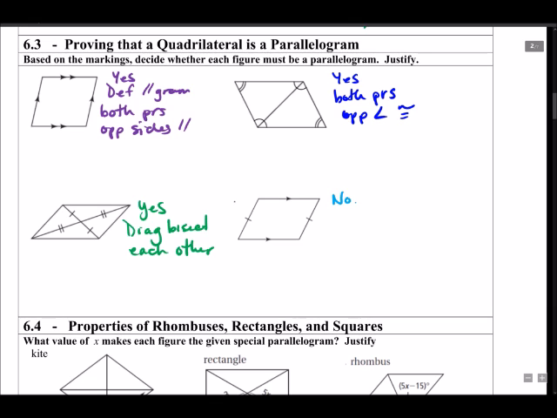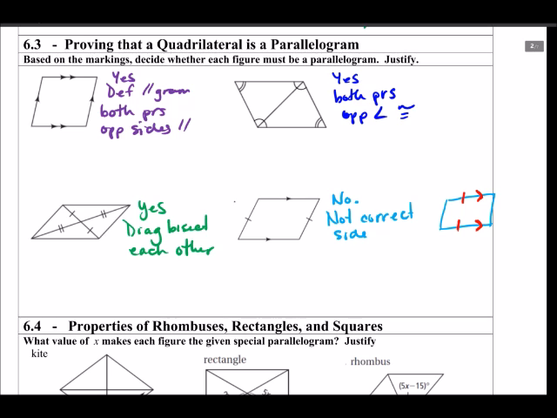Aw, no. It's not the correct sides. This one had to be parallel and congruent on the same side. So it might be a parallelogram, but we can't prove it. So that was really easy.